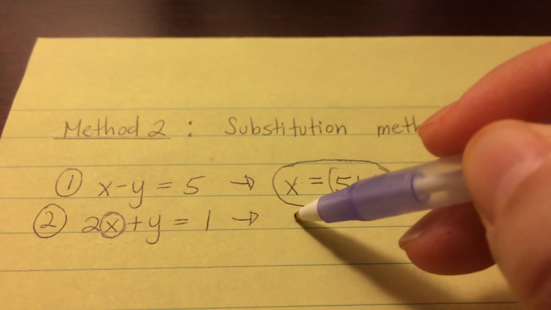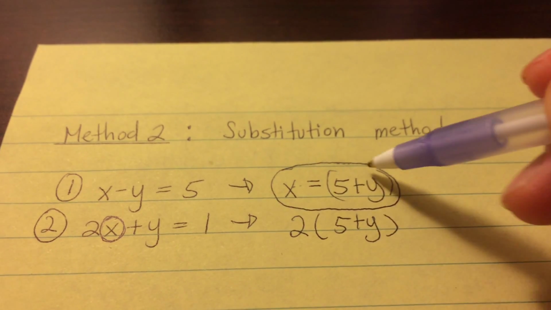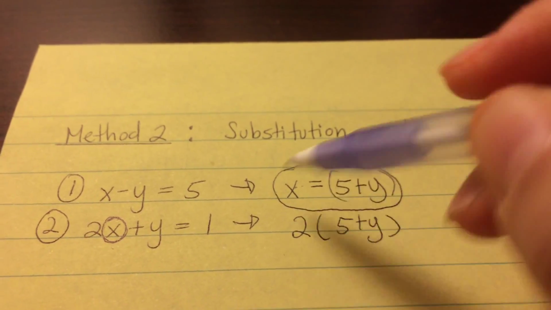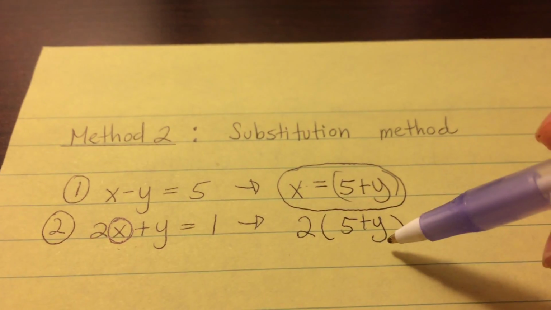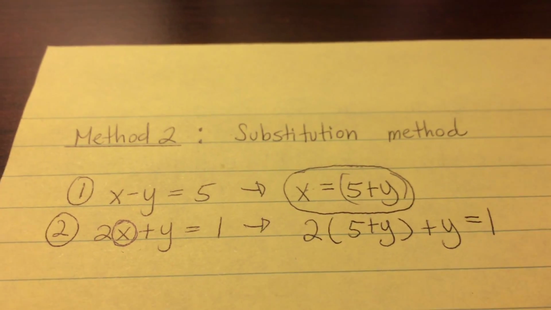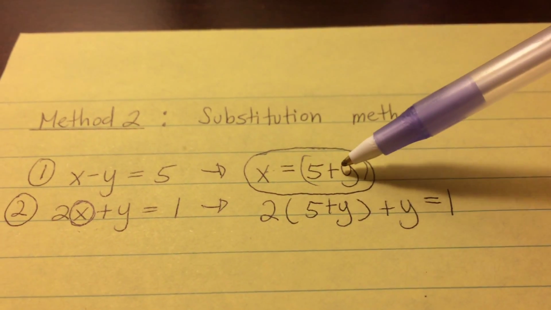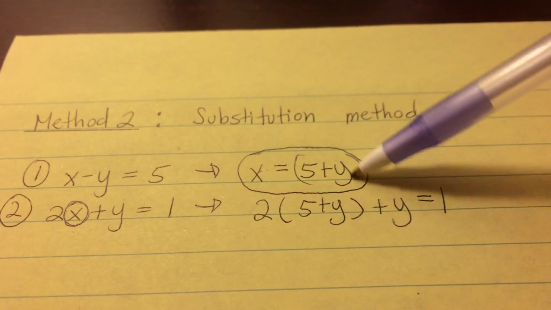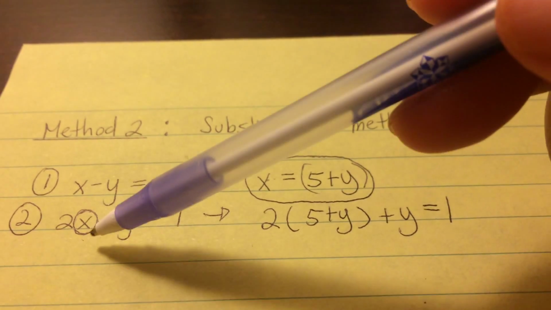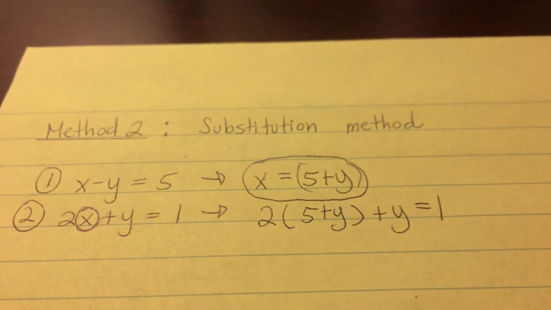So what does that look like? It's going to become 2 parentheses 5 plus y. I substituted all of this for the x right there, plus, and then we keep the plus y equals 1. Everything else still remains. Did you see that substitution? This is why it's called substitution. You're going to substitute all of this in place of this x. Then the algebra begins.